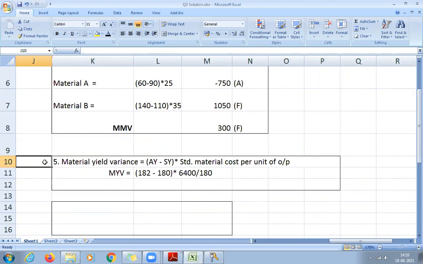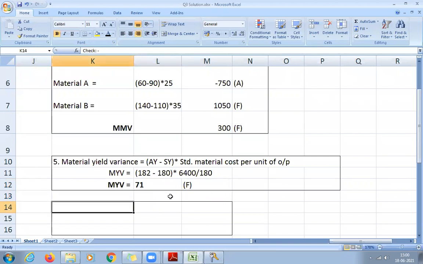The substitution, any doubt? Yes or no? No, sir. Okay, then calculate the yield. 71.11. Adverse or favorable? Favorable. So 71.1 something we will get. So 0.11 is less than 5, so I didn't consider it. So 71 you'll get favorable. Got it?